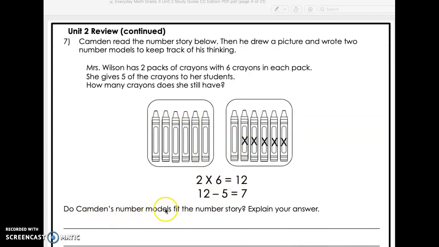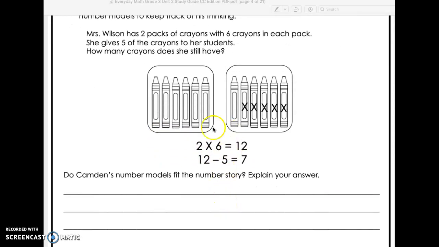Do Camden's number models fit the number story? So 2 times 6 equals 12. 12 minus 5 equals 7. Does that match the picture? Yes, it does. Because 2 times 6, there you go, is 12. And then she gave 5 away, so she subtracted 5, and she ends up with 7. You just have to explain that right here. Just like I said that. You explain why these numbers go with this picture.